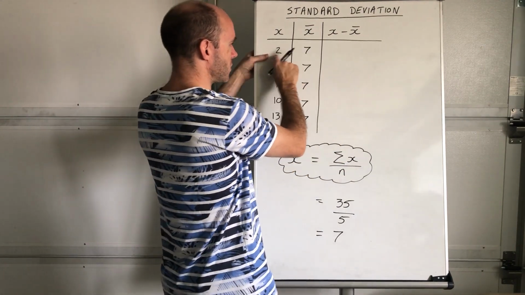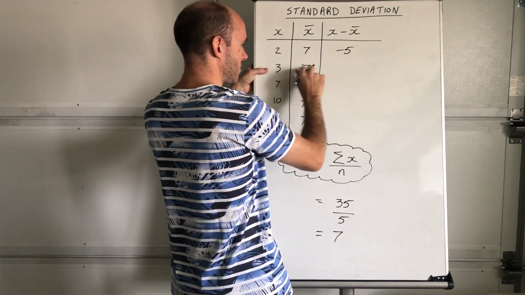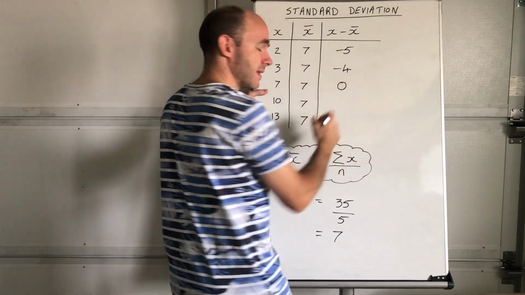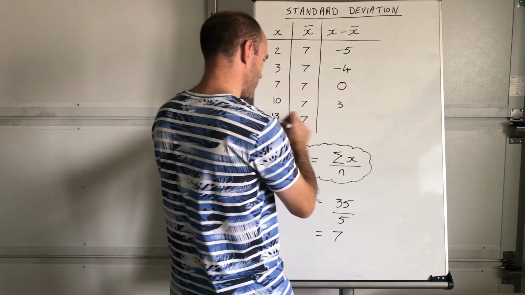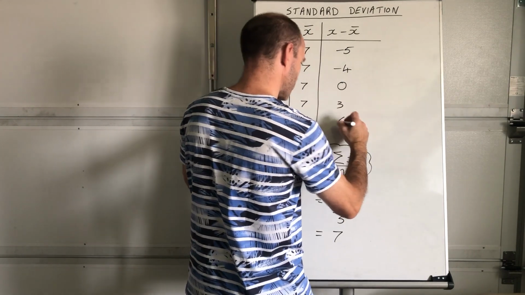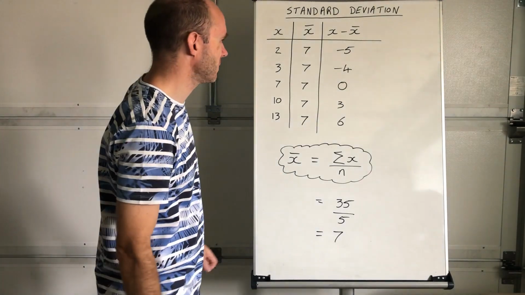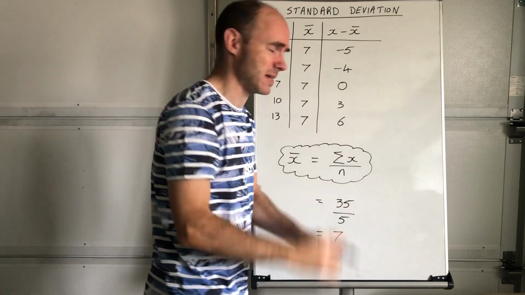So if I do 2 subtract 7, that's negative 5, and the negative means it was 5 below the mean. 3 subtract 7, that was 4 below the mean, negative 4. 7 subtract 7, that was the mean exactly. 10 subtract 7, 3 above the mean. 13 subtract 7, that's 6 above the mean. So you can see it helps us to give some sort of meaning to the actual data values. That's what the mean actually represents.